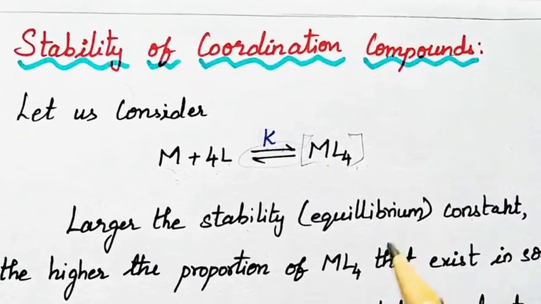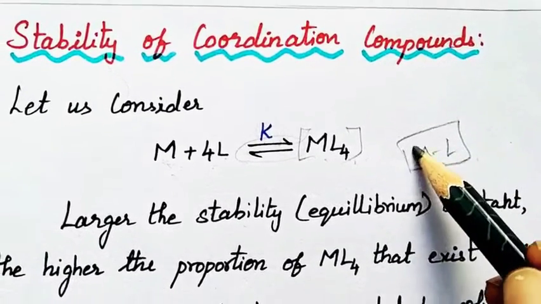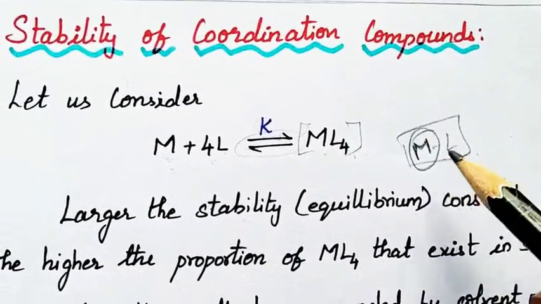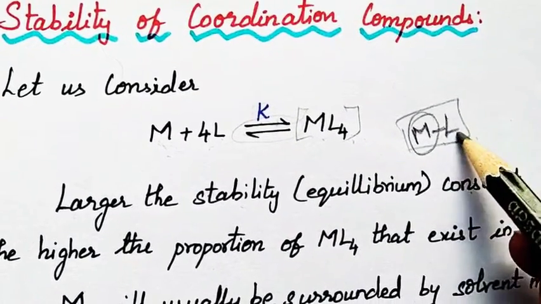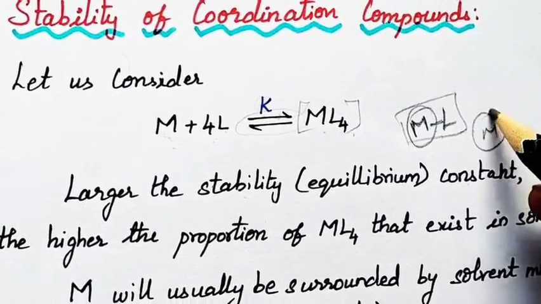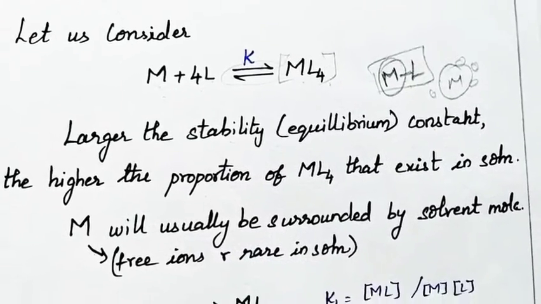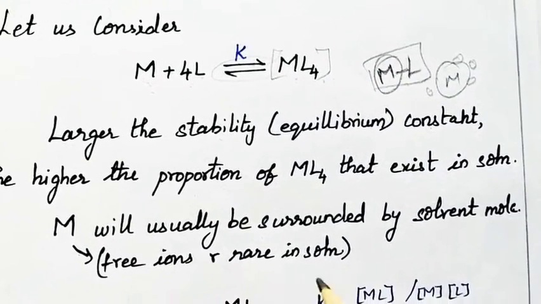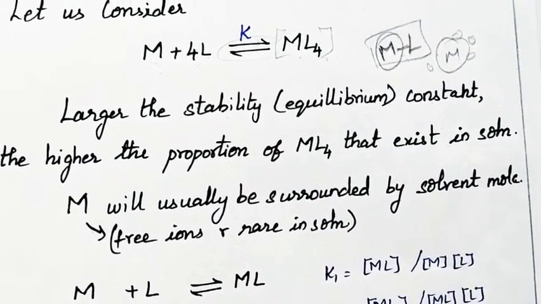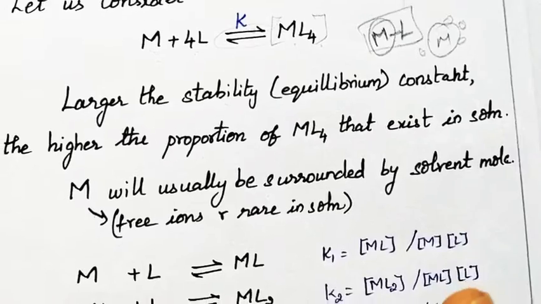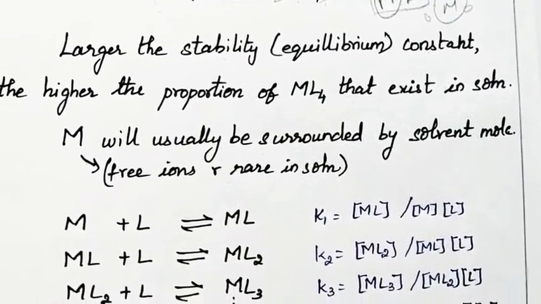See, when metal and ligand exist in solution, it is very rare for the metal to be left free. Either it is linked by a ligand or it is surrounded by solvent molecules. The existence of a free ion is very rare in solutions. So for simplicity, we generally ignore the solvent molecules and write only the stability constants in a step-by-step manner.